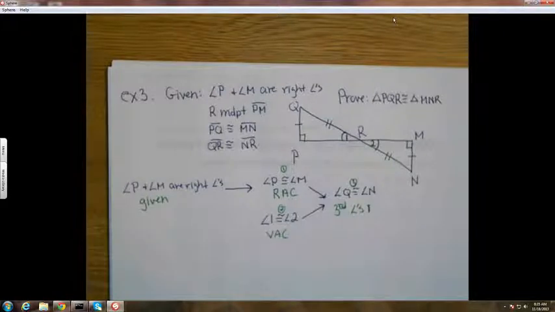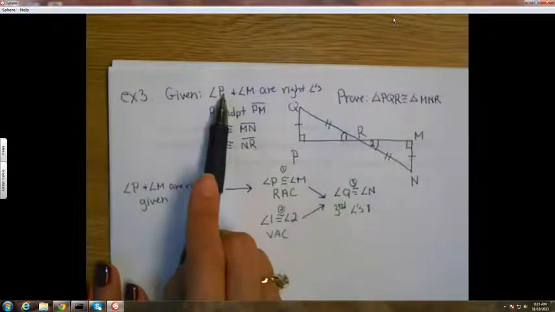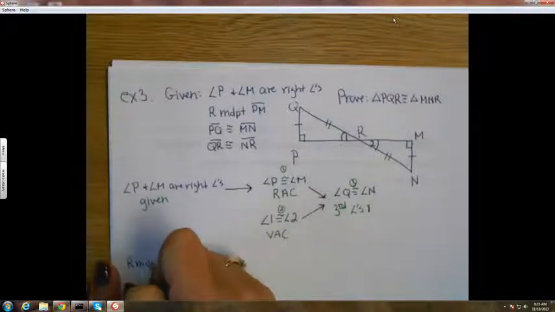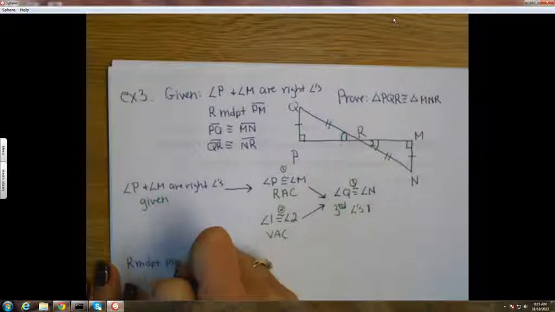Let's see, we've got all of our angles done. Let's go to sides. Let's see, I used this. I'm going to the next thing. R is the midpoint of segment PM.